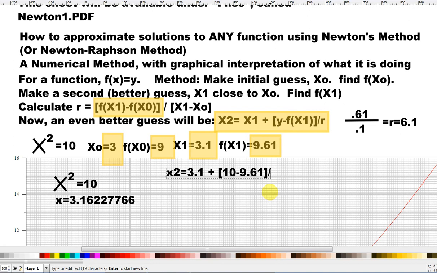And then we want to divide that by r, 6.1. And that's the part that always bothers me. What is that 6.1 and where does it come from? Well, let's see what we get when we actually do this answer. Do it on your calculator along with me and see what you get.